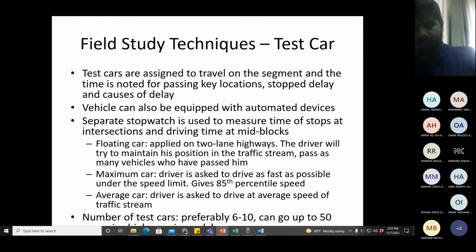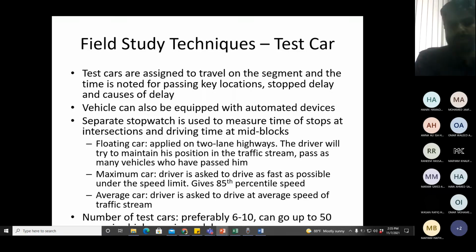The car will start driving from point A. The observer will start recording the time. It will reach the end point. The observer will note down the total travel time. And when the car is passing through different points between the start and end, the observer will also record that time as well. So from point A, when did it reach point B, when did it reach point C and D, and till the end. So this is the job of the observer.